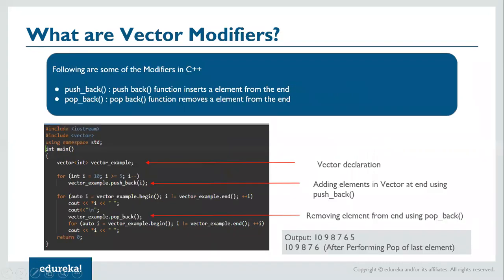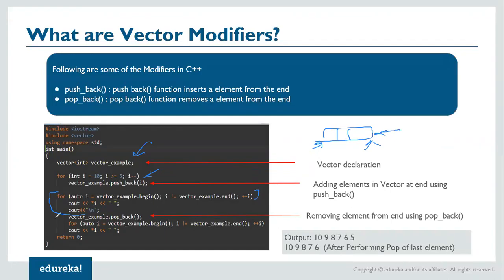So now let's move on and see some of the vector modifiers. So what is a modifier? In this case, we say push_back. Basically, push_back inserts an element at the end. So if you assume this to be the beginning and this to be the end, the insertion happens at the end. What we are doing here is declaring a vector and adding elements to it. After we do that, we create a for loop and display the elements one by one.